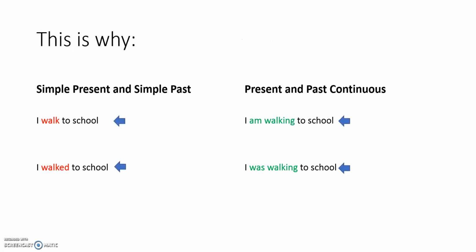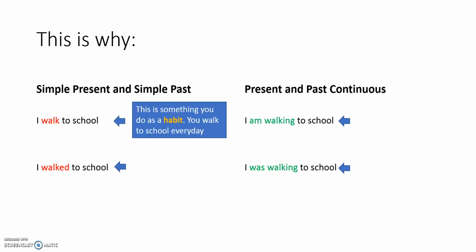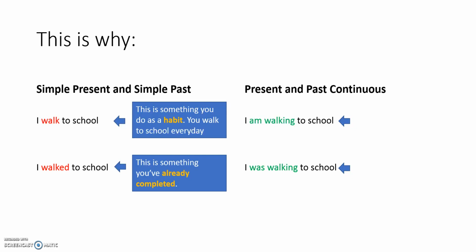This is why. The first one, the simple present, describes something you do regularly, as a habit. You walk to school every day. A habit is, in Swedish, it's vana. It's something we do all the time. The second one, the simple past, describes something that has already happened, that you've already completed or finished. I walked to school earlier today. So that means that you have already sort of passed the moment where you have done something, in this case, walked to school.